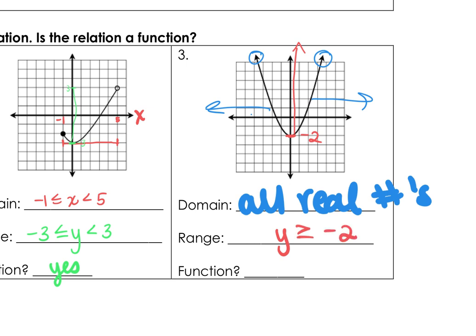Because the y values aren't in between a start and a stopping point. They have a stopping point, but then they go on forever, right? Or a starting point and they go on forever, whatever. So y is greater than or equal to -2. And I already said this was a function, so let's go ahead and just put yes. That passes that vertical line test.